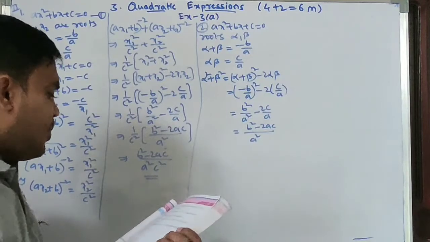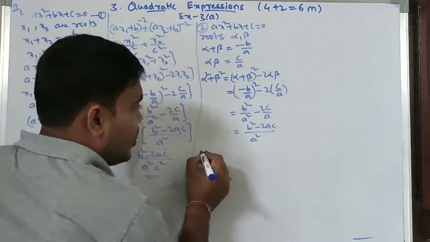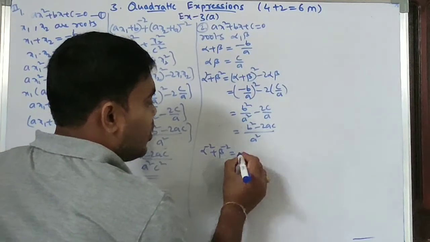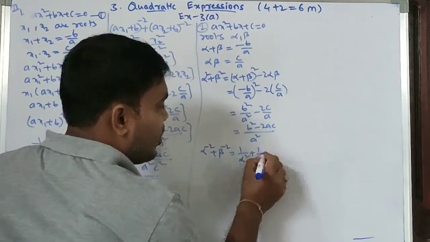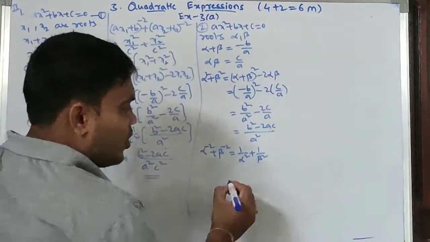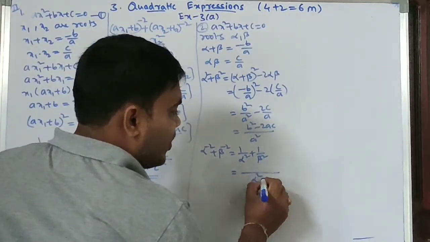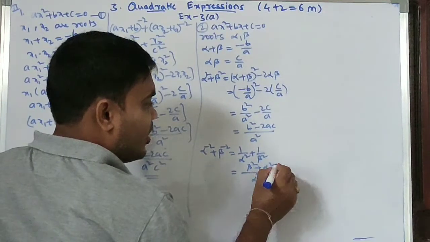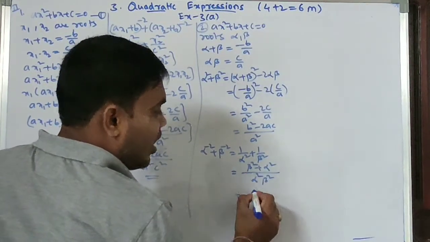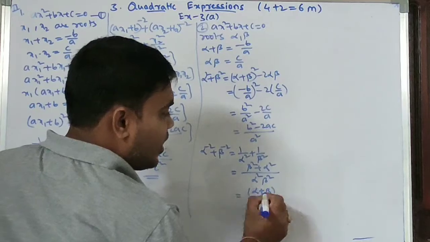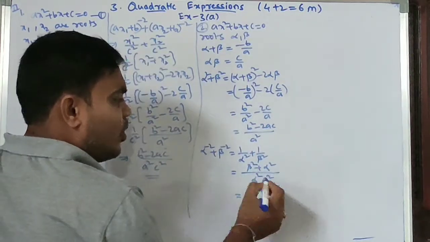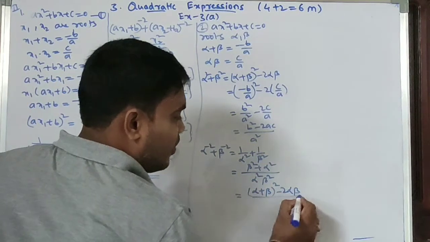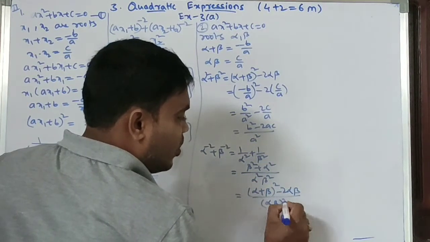Next, alpha^(-2) + beta^(-2) = 1/alpha² + 1/beta². Taking LCM, alpha² beta², numerator beta² + alpha². So we can write this as (alpha + beta)² - 2 alpha beta, divided by (alpha beta)².